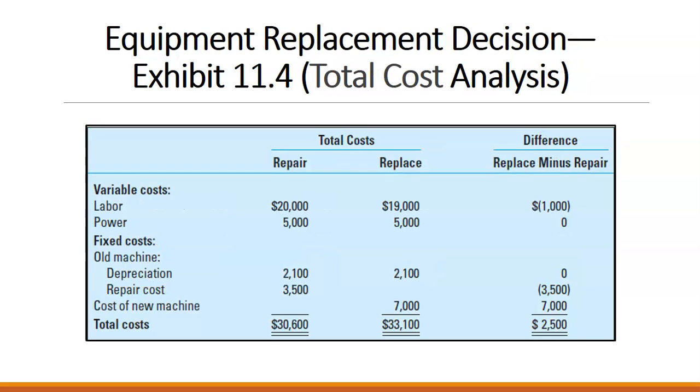We then put in the total costs. So the things that don't change, which are the power, which is the same regardless of which decision we make, and depreciation costs, which is the same regardless of which decision we make. Either way, we will save $2,500 if we repair the old machine and continue to use it for one more year versus buying a new machine.